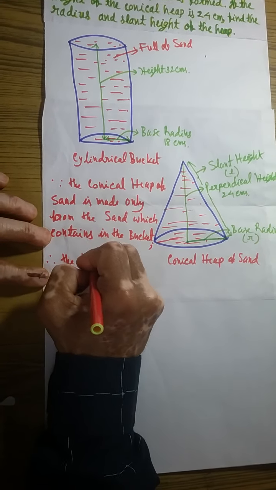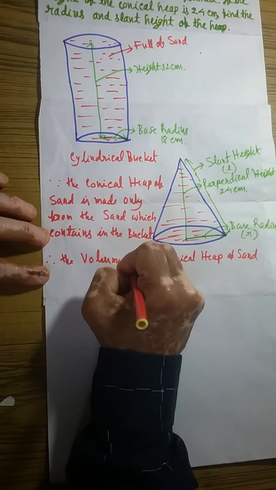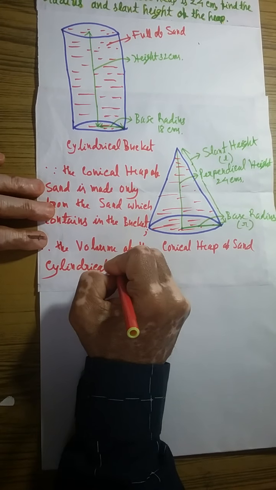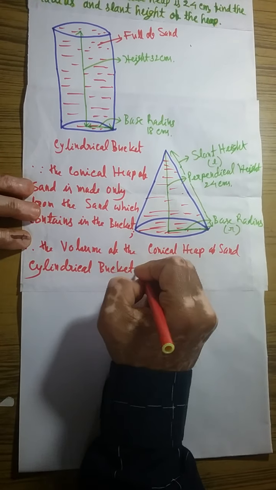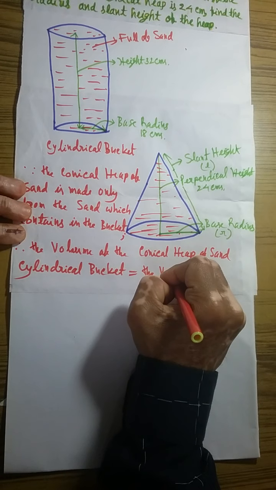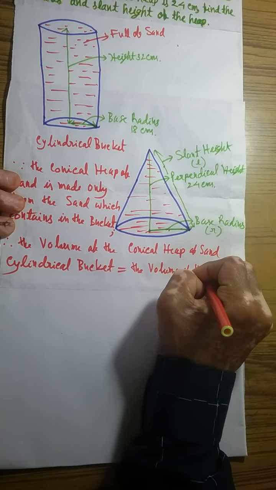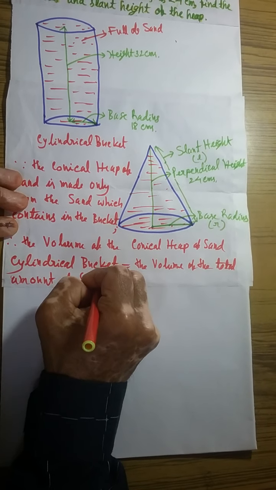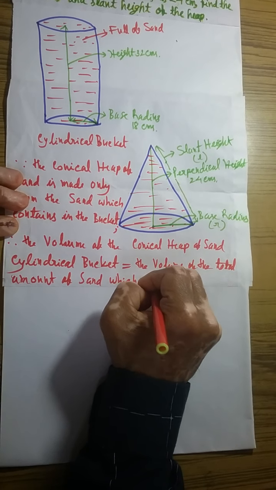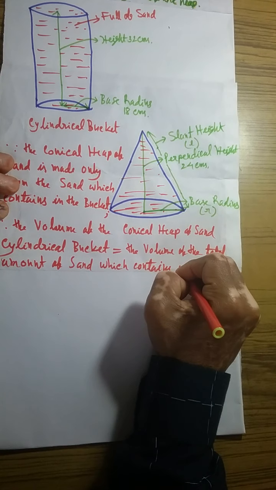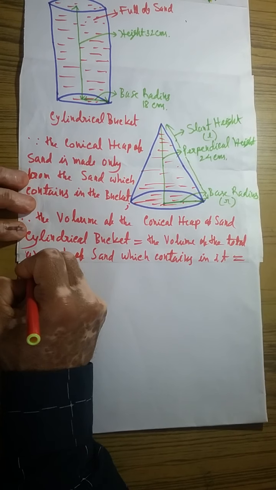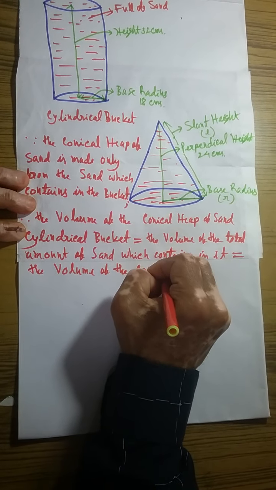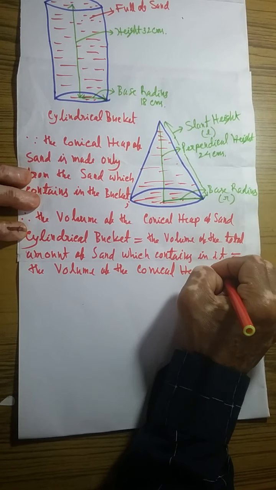therefore the volume of the cylindrical bucket is equal to the volume of the total amount of sand contained in it, which is equal to the volume of the conical heap of sand.